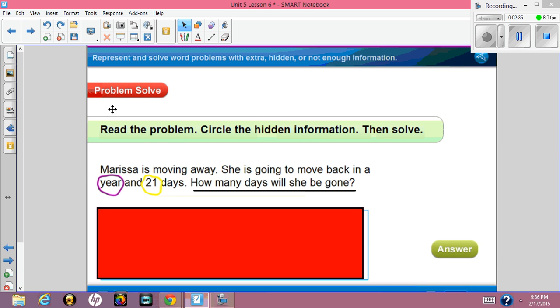This one indicates read the problem, circle the hidden information, then solve. Hidden information can sometimes just be a term that we know the length of time that it involves. Let's look at this. Marissa is moving away. She is going to move back in a year and 21 days. How many days will she be gone? Well, the hidden information we've circled is 21, or is year. It's not exactly hidden from our view, but it isn't in a number. So we have to determine how many days are in a year and then add it to 21.